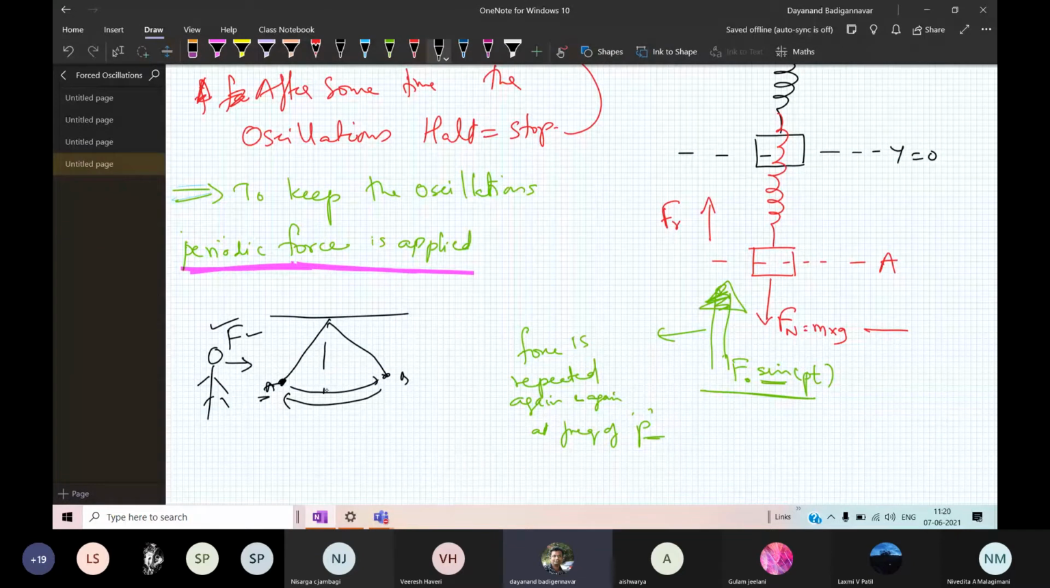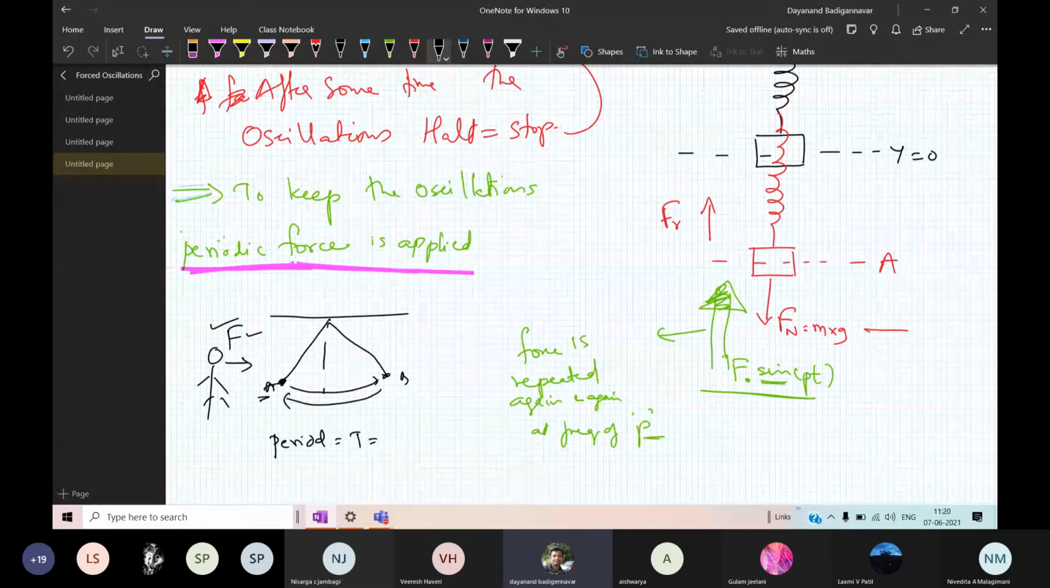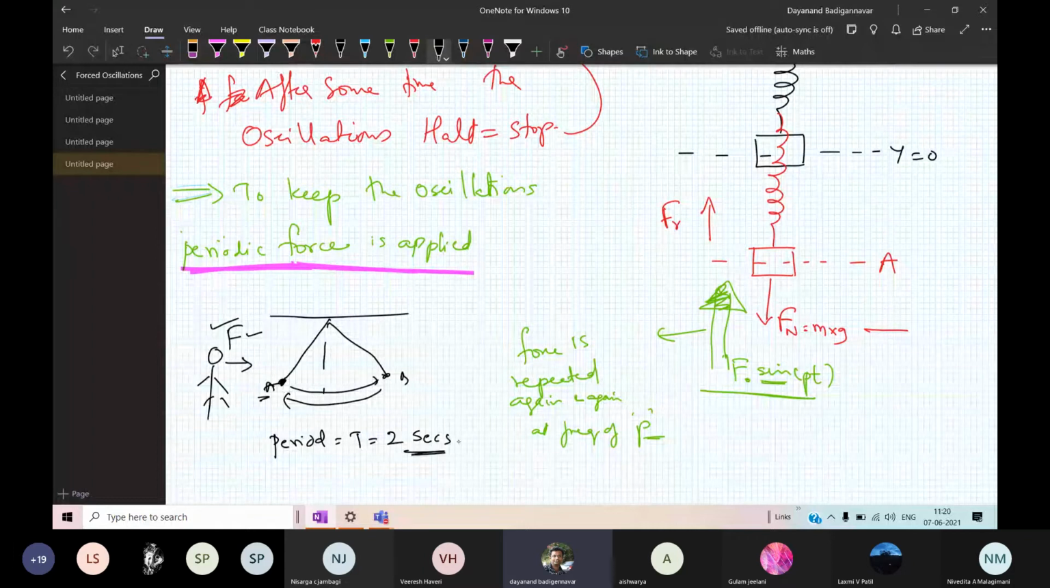What is the period of oscillation? Period is T. The oscillation starts here, it goes to point B, from point B it comes back to A. So it is one oscillation. For one oscillation, let us assume it is taking 2 seconds. So your friend is applying the force at every 2 seconds. Every 2 seconds. You are getting the point? If I write it in terms of frequency, f is equal to 1 by T, that is 1/2, that is 0.5 hertz.